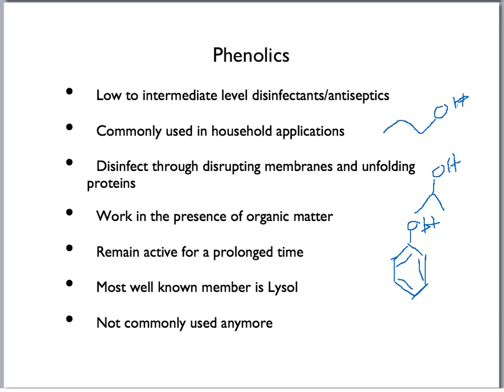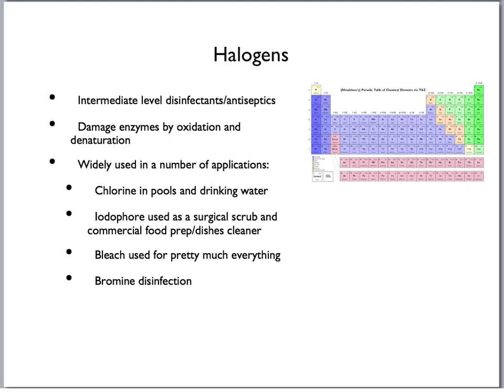Other than with Lysol, phenolics are not commonly used in industry or in medical applications very often anymore. So halogens are the next category. And I've put this periodic table here because all halogens share a particular chemical property. These over here on the edge are the noble gases. They are very non-reactive. They don't interact with anything.